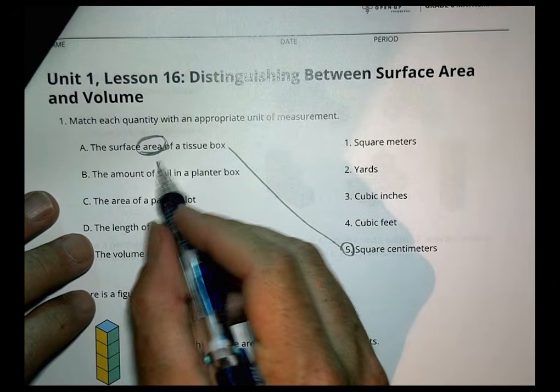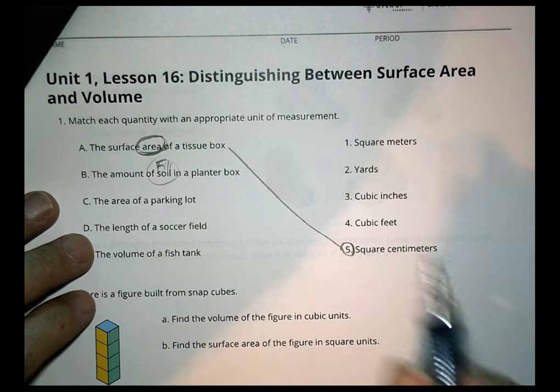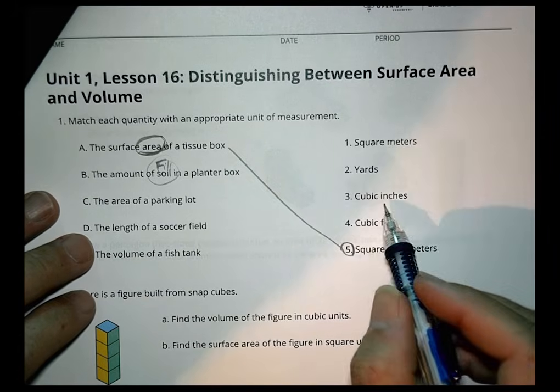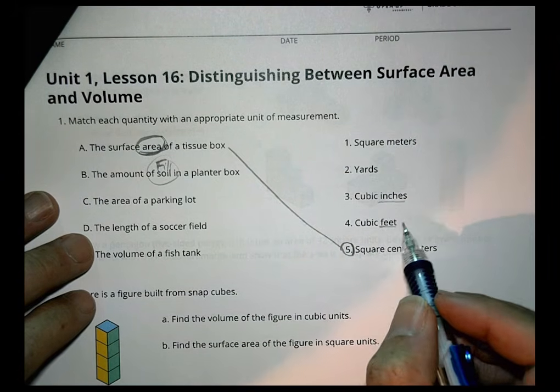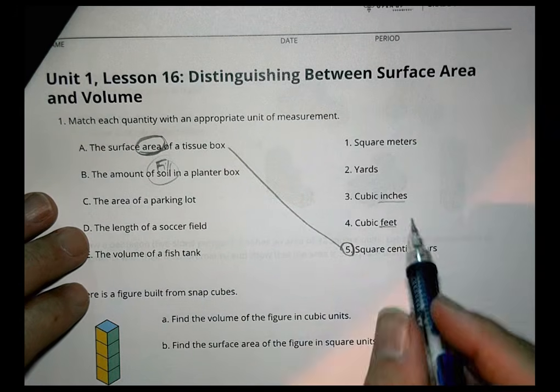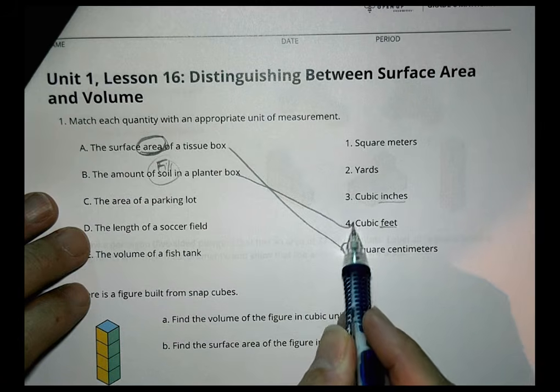The amount of soil in a planter box. So you're filling that up, right? If you have soil in a box, you're filling something. That's dealing with volume. So I can look at a planter box being a volume of inches or feet. Usually when you're planting something, you need more than some inches, so let's go with the cubic feet.